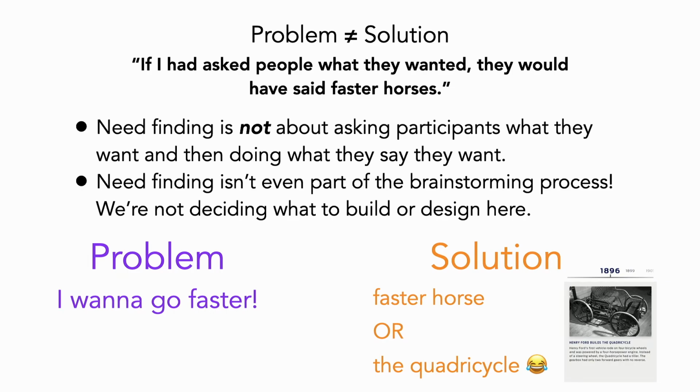But if you've heard the quote that tends to be ascribed to Henry Ford, but apparently was not actually a quote he made, it was, if I had asked people what they would have wanted, they would have said faster horses rather than saying cars, right? That's sort of the implicit idea there. But that's really not what we're doing in need finding. We're not just asking people what they want and then going off and doing that. We really are just trying to uncover what's going well, what's going badly. Is there a space for us to intervene?